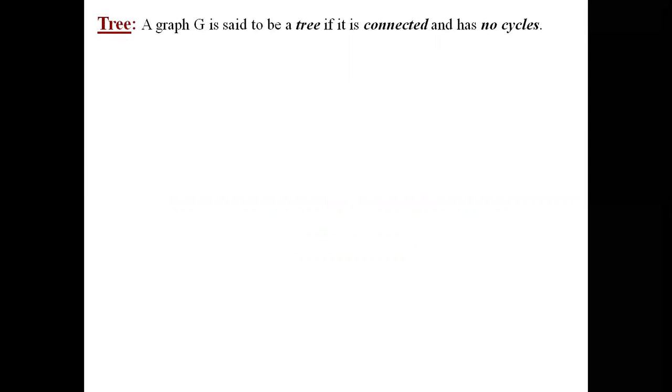First, we will know the definition of a tree. A graph G is said to be a tree if it is connected and has no cycles. So the graph should be a connected graph, meaning there should be a path between every pair of vertices, and it should not form any cycles. Forming cycles means it should not be a closed curve such that the beginning and the end point are the same. So a graph which has no cycles and which is connected is called a tree.